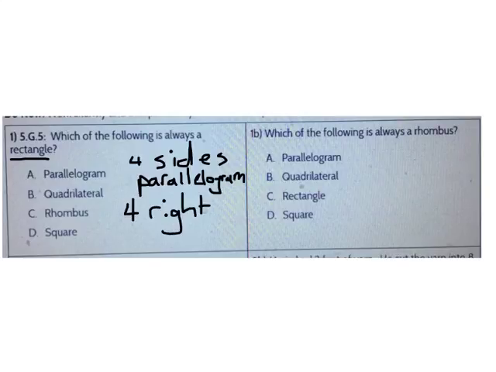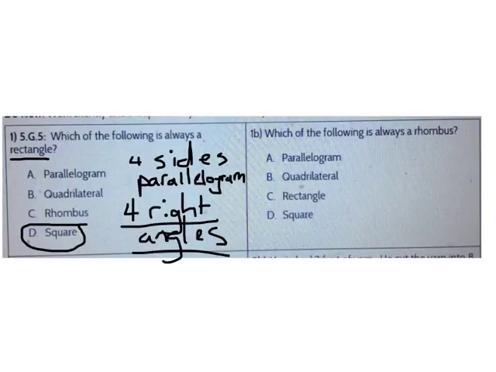So I need to find the answer choice that always has four sides, is a parallelogram, and has four right angles. There's only one answer choice that always has four right angles. What is it? It's a square. The correct answer is D.